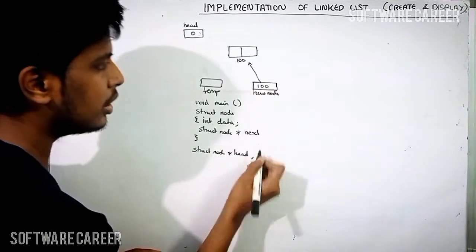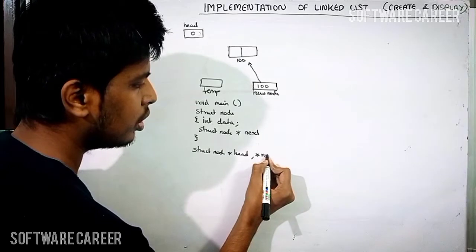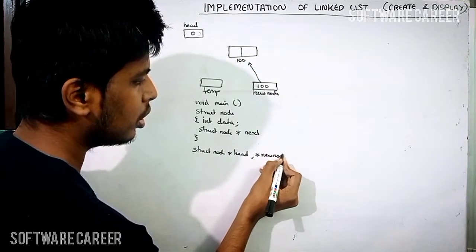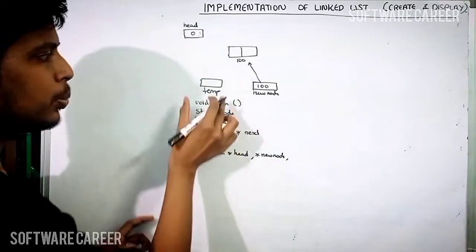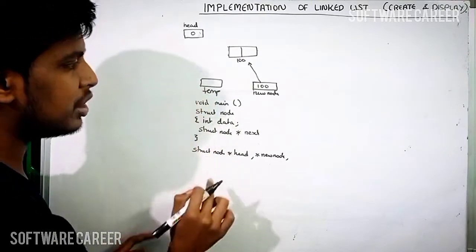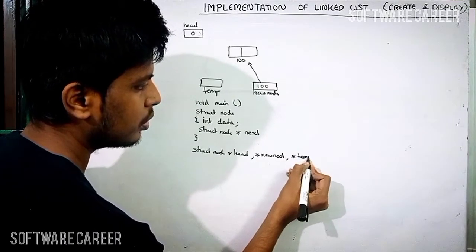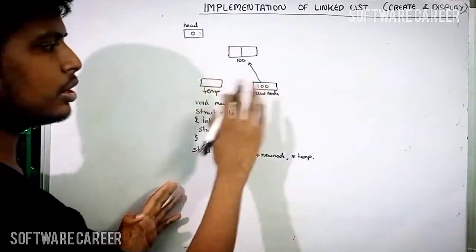Now see, the next pointer is new node pointer. So I am writing pointer new node. Then this pointer also I am creating. This I will say afterwards why I am creating. Now this pointer is temp. So I am writing pointer temp. Now I have created these three pointers.